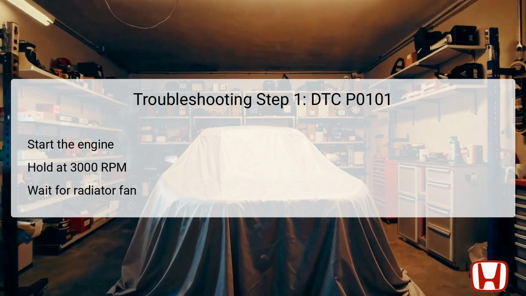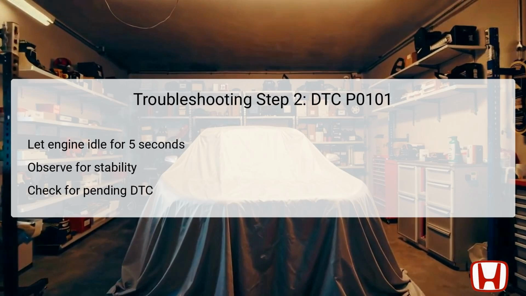This step helps ensure that the engine is in a stable condition to evaluate the performance of the MAF and other related sensors. Following the initial step, the next is to allow the engine to idle for at least 5 seconds. This duration is important as it gives the PCM time to read the data from the MAF sensor and evaluate if it falls within the acceptable range. Stability during this period is vital.